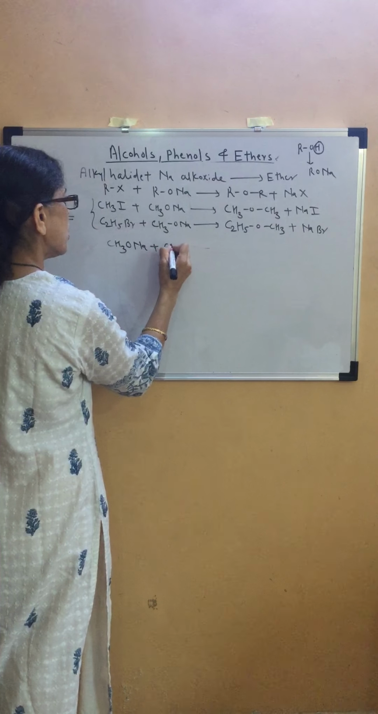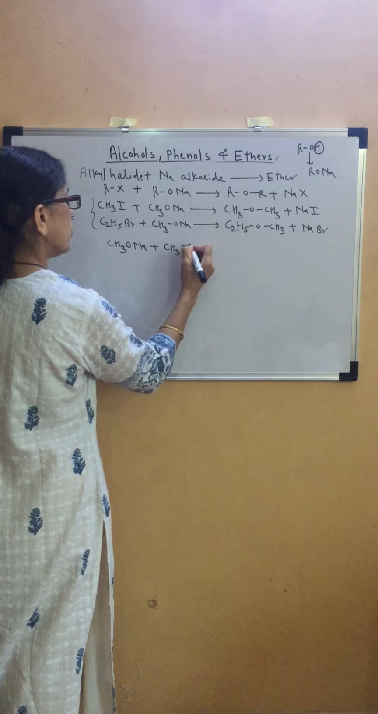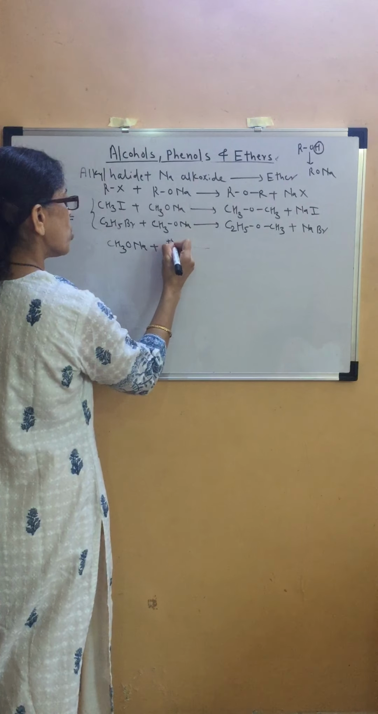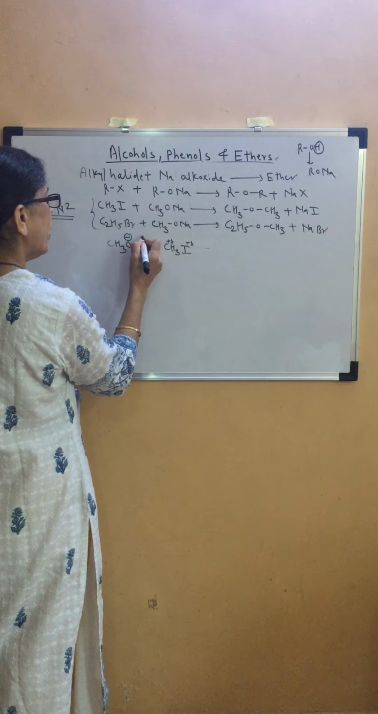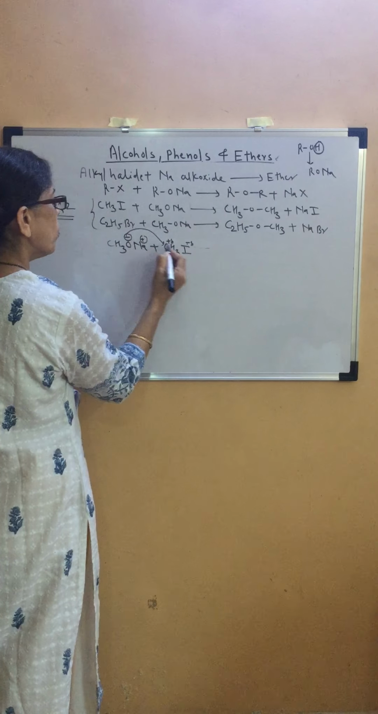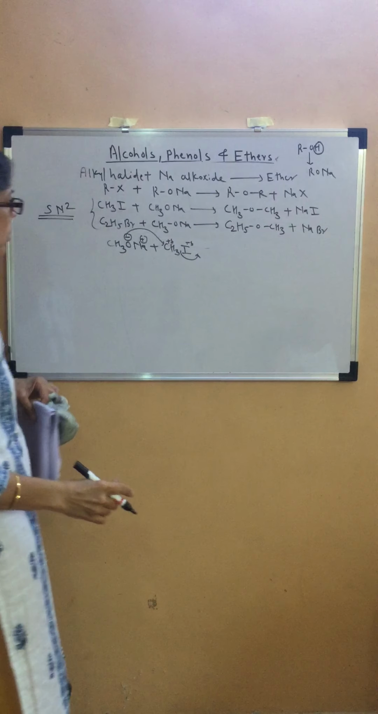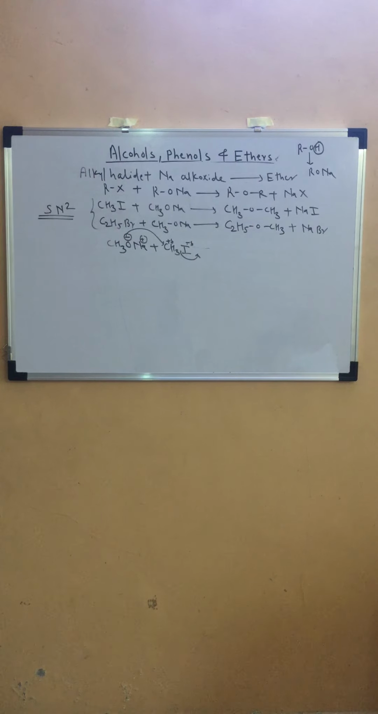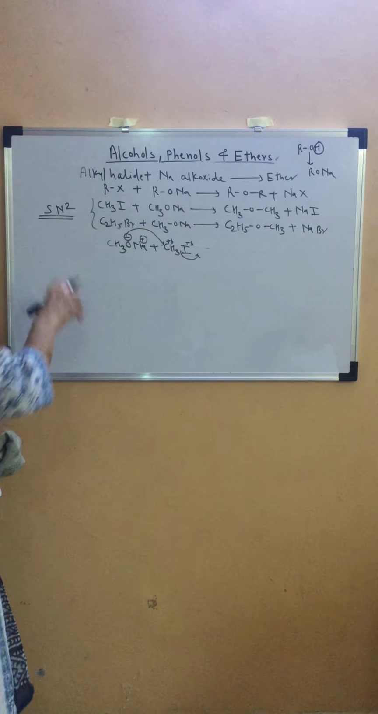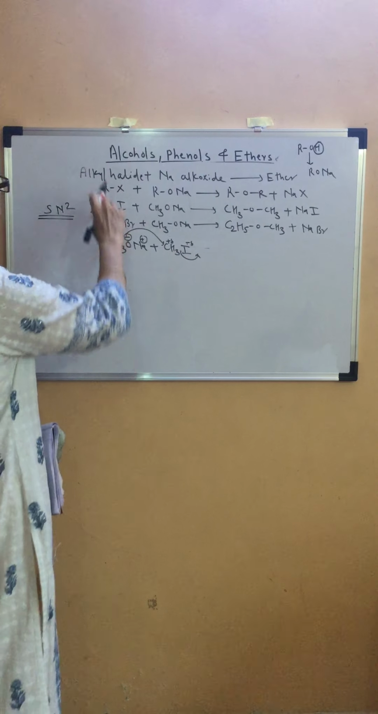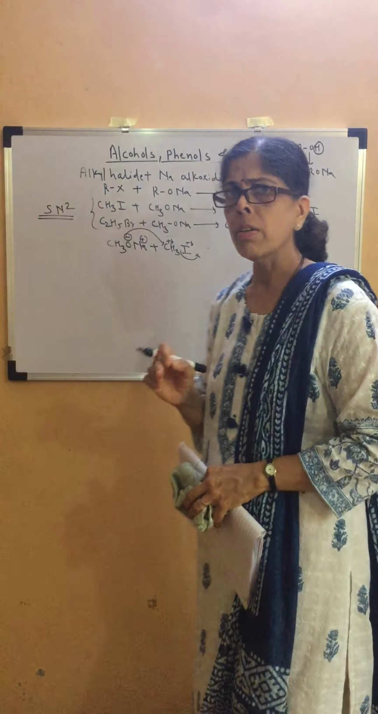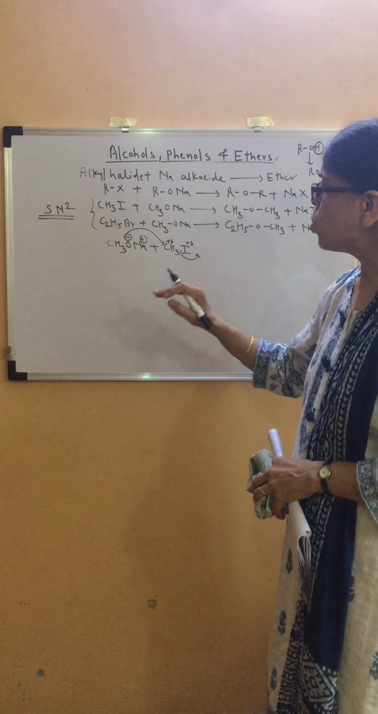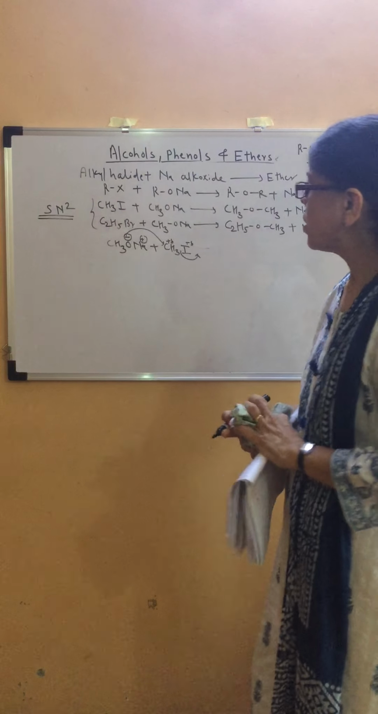CH3ONa plus CH3I. This is negatively charged, this is positively charged, isn't it? So this is the nucleophile. It will attack this carbon atom and I will leave, and this will happen simultaneously, isn't it? That is SN2 reaction mechanism. So Williamson synthesis takes place by SN2 reaction mechanism and not by SN1, where the reaction proceeds in 2 steps, isn't it? So we will see the reason for this.